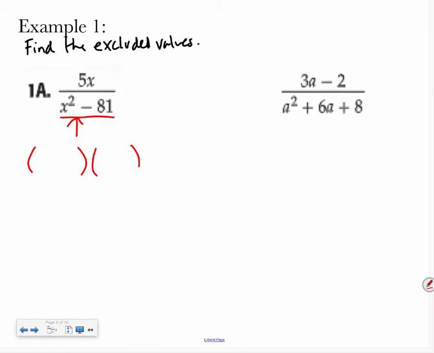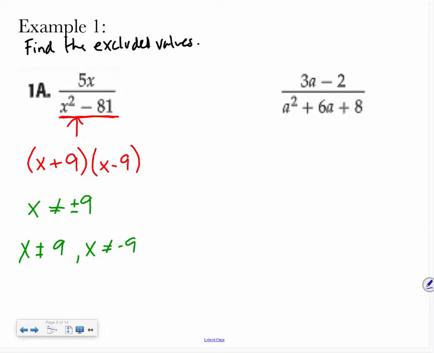Remember, when you have x squared minus a number, and that number is a perfect square, we can say that we have an x and an x. And then what number times itself gives us 81? We have a 9. And when it's in the form x squared minus a number, you do one plus, one minus. So our excluded values: x cannot equal positive 9 or negative 9. So I'm going to say plus or minus 9. If you wanted to write it out like this, that is also fine.